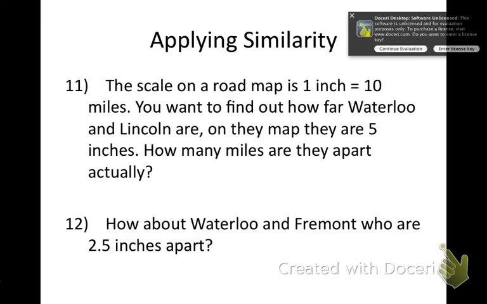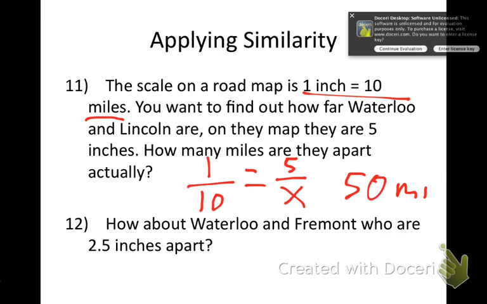Last thing here. You can use the same idea in relationships to maps, to find distances. The scale on a road map is 1 inch equals 10 miles. So I have my first ratio, 1 over 10: 1 inch, 10 miles. You want to find out how far Waterloo and Lincoln are. On the map, they are 5 inches apart. So it's inches in the numerator: 5 over x. Here you might be able to see equivalent fractions. How do you get from 1 to 5? Multiply by 5. So 10 times 5 gets me 50 miles.